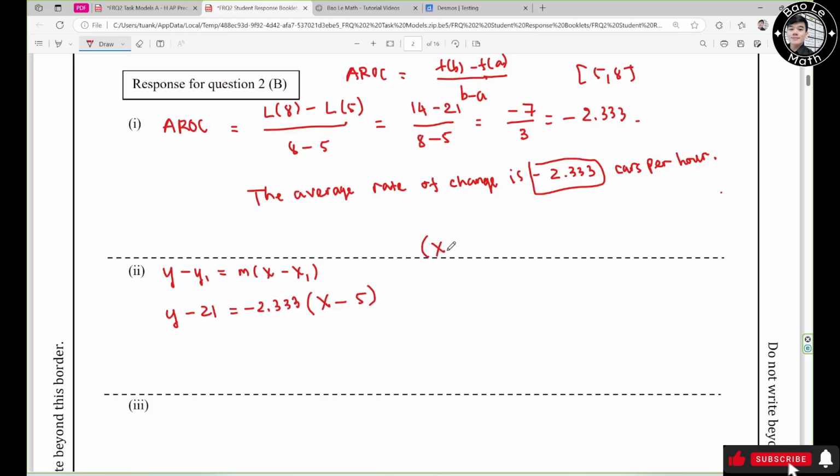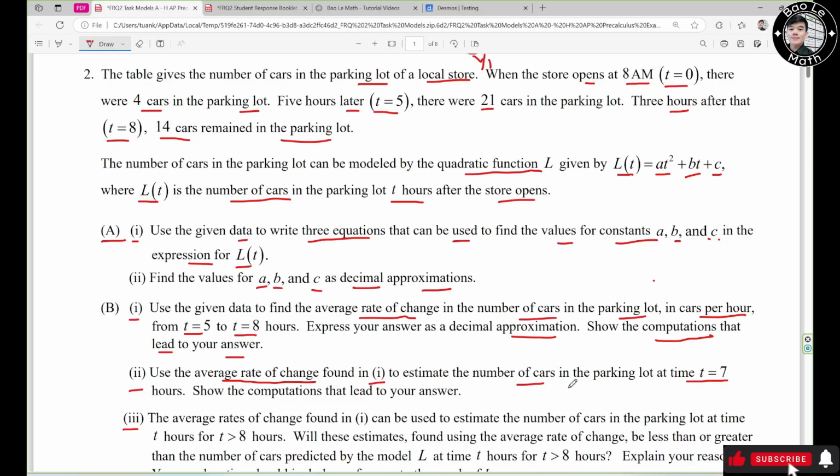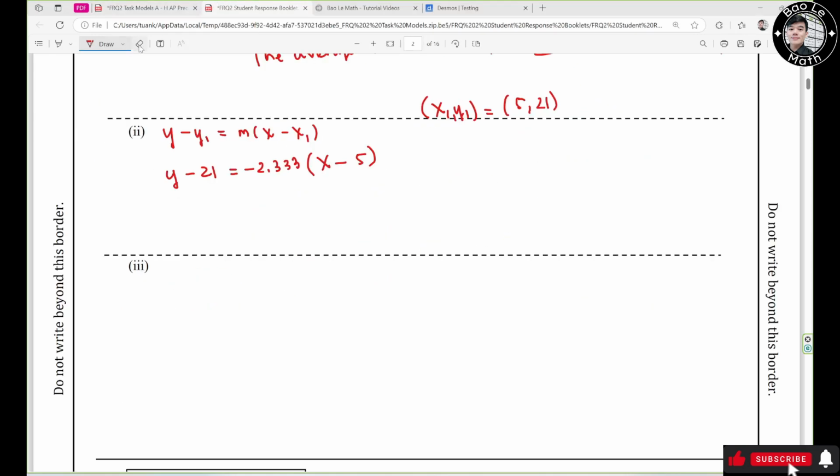Remember that s1, y1, you're gonna pick the point 521. So keep that in mind. Now we need to estimate the number of cars in the parking lot at time t equals 7. In this situation, s should be t, so I'm gonna change it to t. Since t equals 7, I need to solve for y right here.